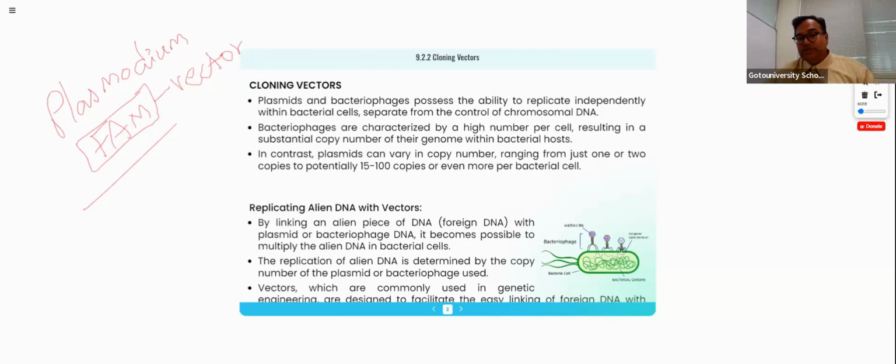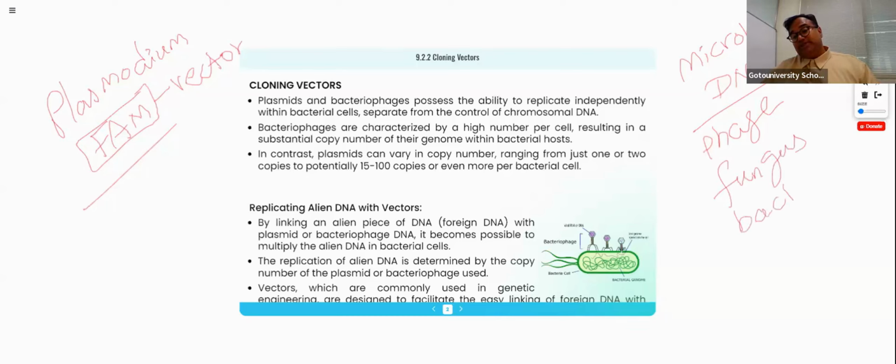Here, what is a vector? Can you tell me in detail? We are using microbial DNA for introducing a gene of our interest into the host DNA. So will we always use bacterial DNA? No. Sometimes I'll use phage DNA, sometimes fungus DNA, sometimes bacterial DNA. It depends upon my need. Phage is not a bacteria. Phage is nothing but a virus, right?